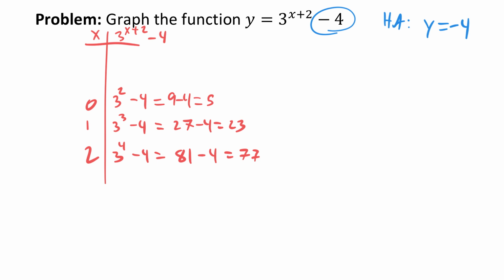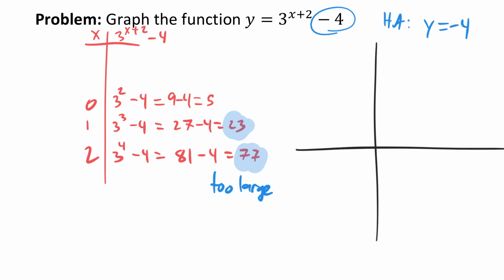These last couple numbers here, 23, 77, honestly, they're too big. They're too large to really sketch on a graph. And so unfortunately we only have like 1 point right now. We've got 0 and 1, 2, 3, 4, 5. Now, we do have a horizontal asymptote, I guess, at -4. But I mean, 1 point and a horizontal asymptote, that's just not enough to get a nice defined sketch.